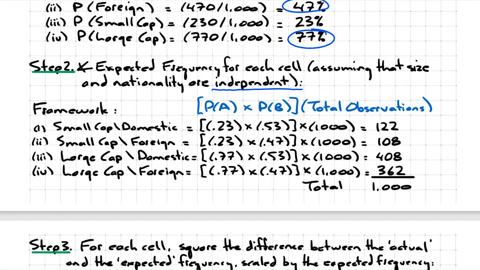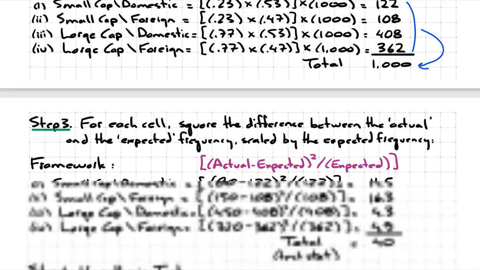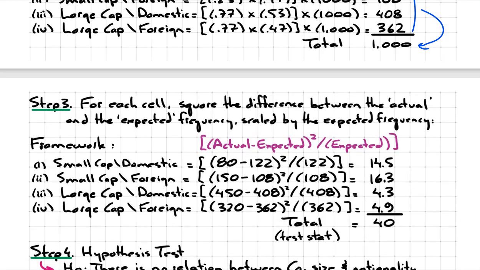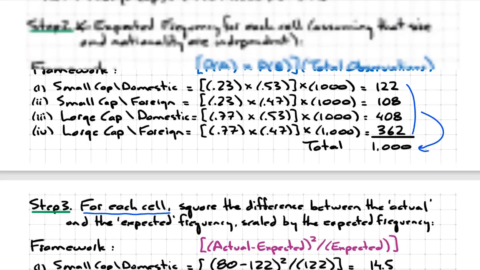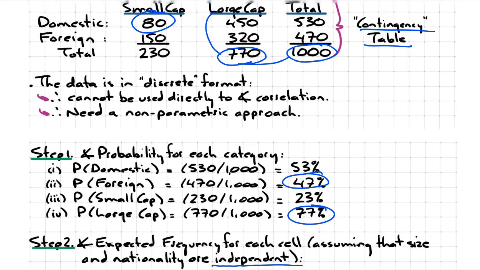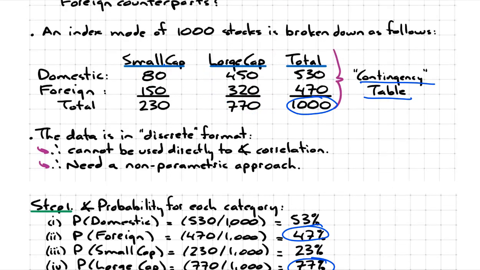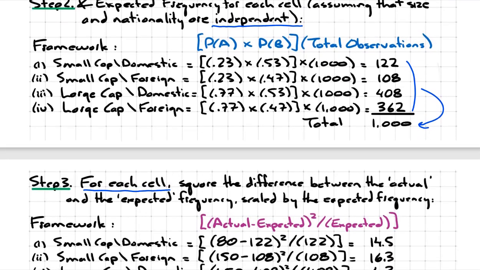Of course, when you add up all these expected outcomes, it's mutually exhaustive. Therefore, it accounts for all 1,000 stocks. Now for step 3, for each cell, and what I mean by each cell is right there. Each of these are cells, right? So let's continue step 3.